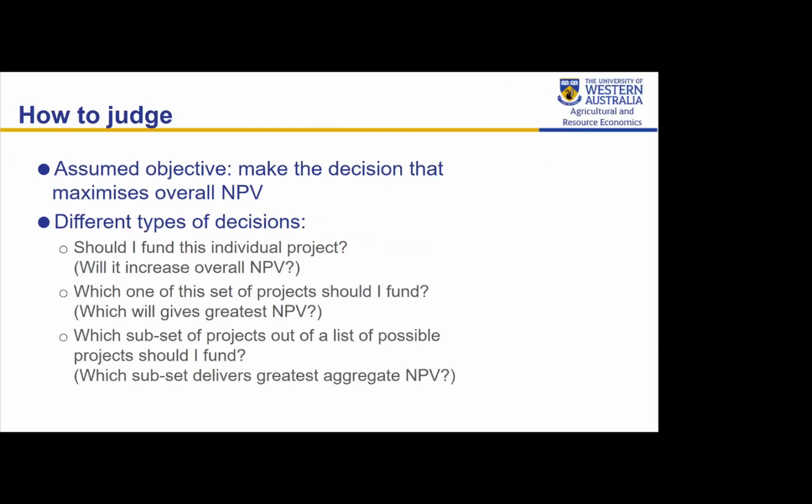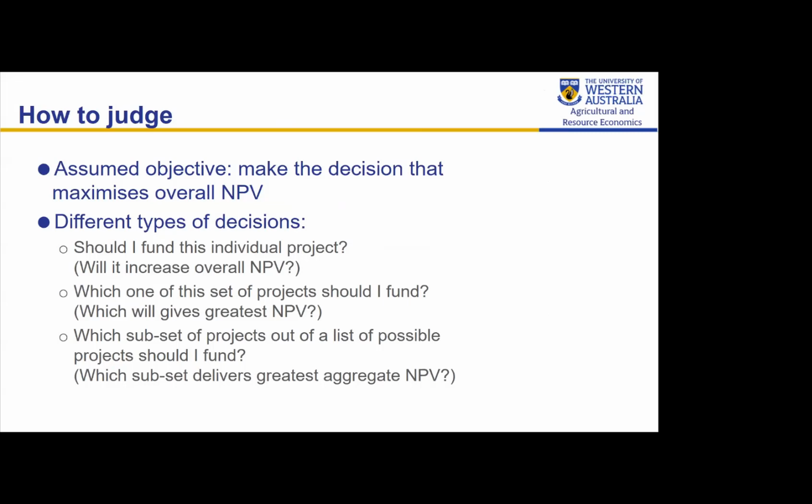So if I say something's wrong, how am I judging? What's right then? How do I decide what's right? So I'm going to assert, and we can have a debate about this later if you like, that what we're trying to do when we make decisions as a result of a benefit cost analysis is make the decision that would maximise the overall net present value. Right? That's the criteria that we would like to go for.